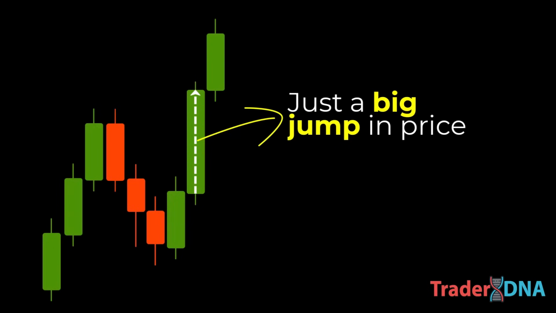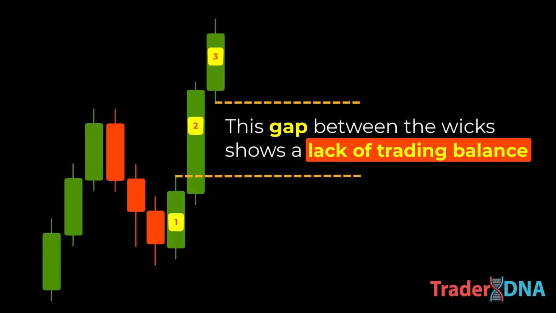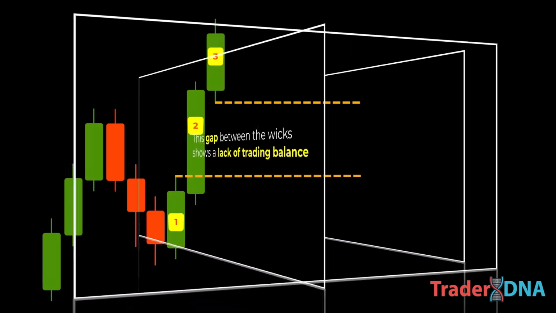Here's how it works. A fair value gap is typically formed when you see a 3-candle pattern, and the wicks of the first and third candles don't overlap. This gap between the wicks shows a lack of trading balance. It's an area where either buyers or sellers dominated completely, leaving the other side behind.